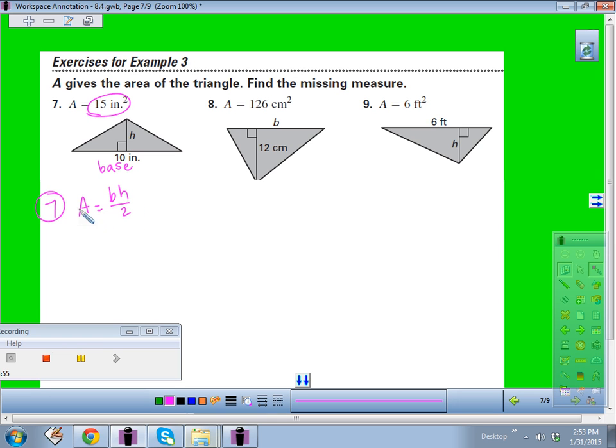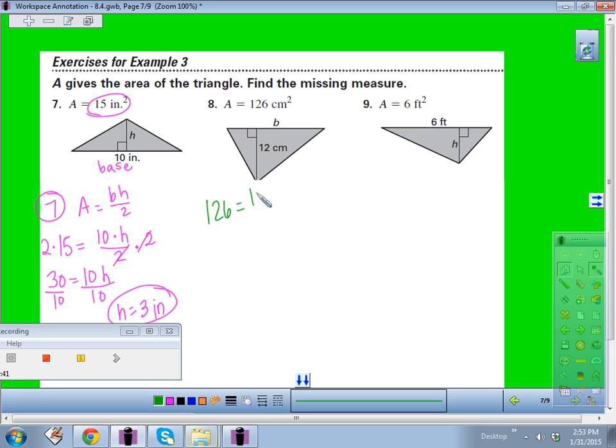So on number 7, we would say, well, the area is base times height divided by 2. The area is 15. My base is 10 inches, and my height is missing. And I just divide that by 2. So if I'm dividing by 2 and I want to get rid of this fraction, I will do that by multiplying by 2 on each side of the equation. So I get 30 equals 10 times h. And to solve for h, we would divide by 10 on each side. And so we get a value of 3, and we're talking about inches here, so 3 inches. Don't forget your units.